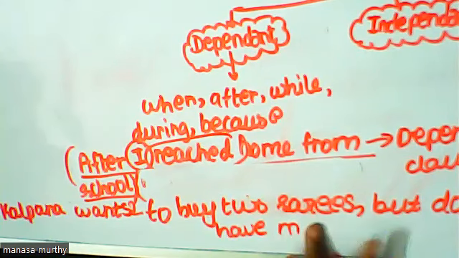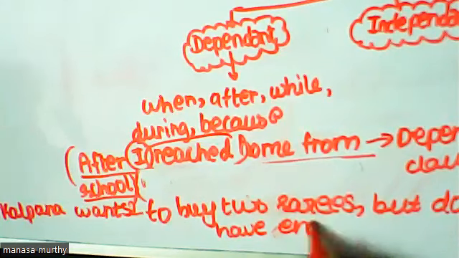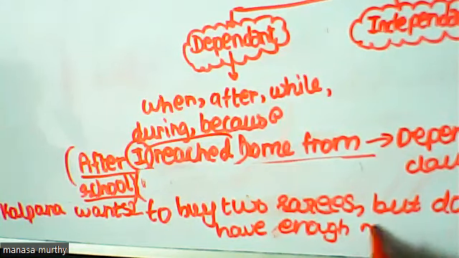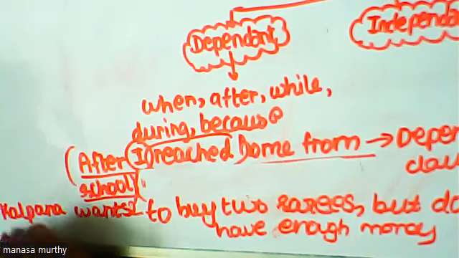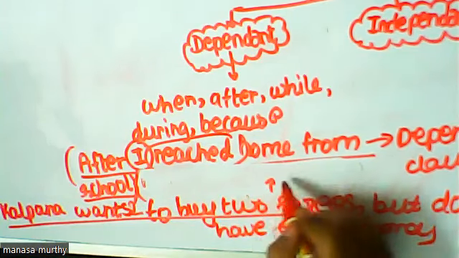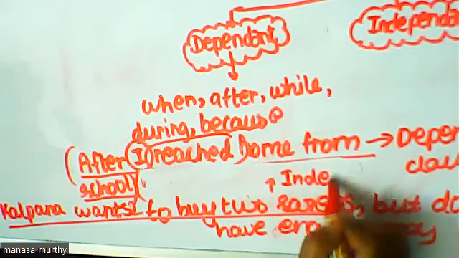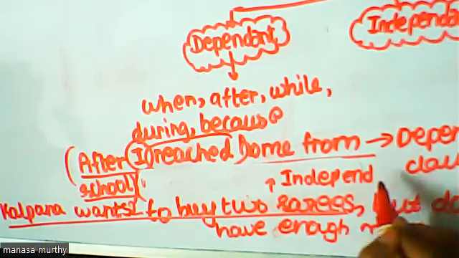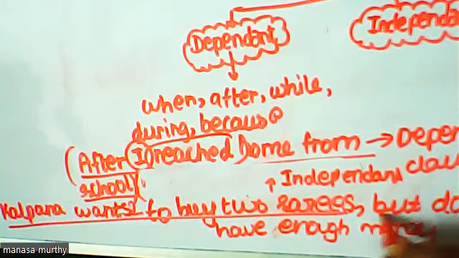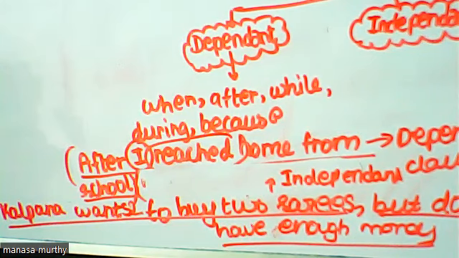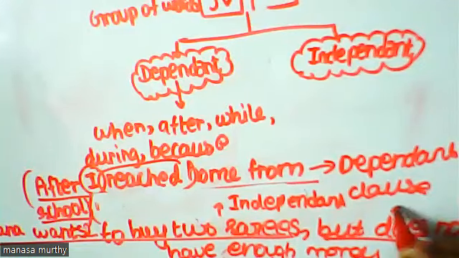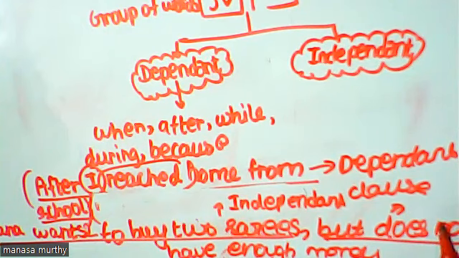Does not have enough money. This alone is not independent. If it is only 'does not have enough money', it will become dependent. I need one more sentence for it to give a complete meaning.